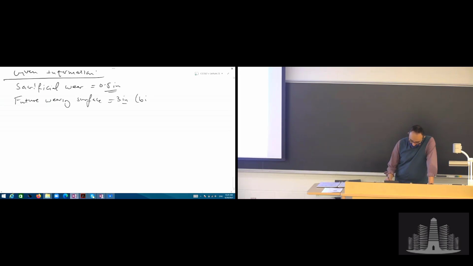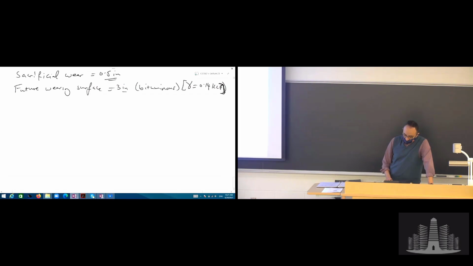And that could be, as we said earlier, made of bituminous or asphalt material. And the density, or the gamma, for this material was given to you as 0.14 kcf. So you were given the density, or the weight per cubic volume, of that material. The barriers had a weight of 0.32 kip per foot.